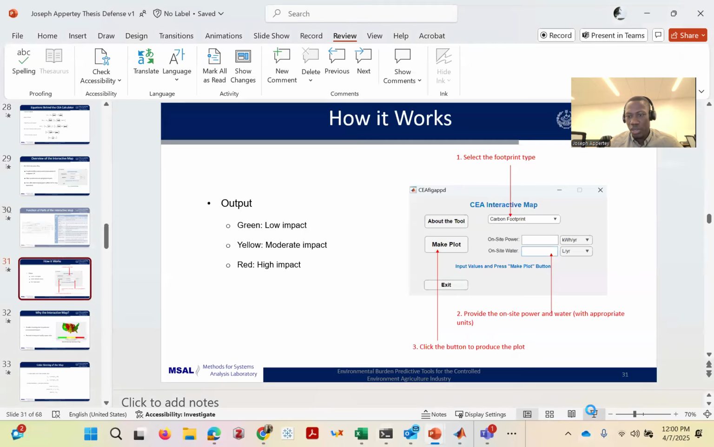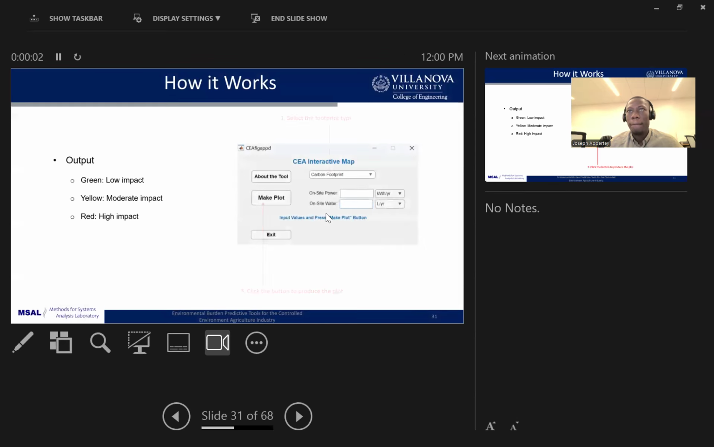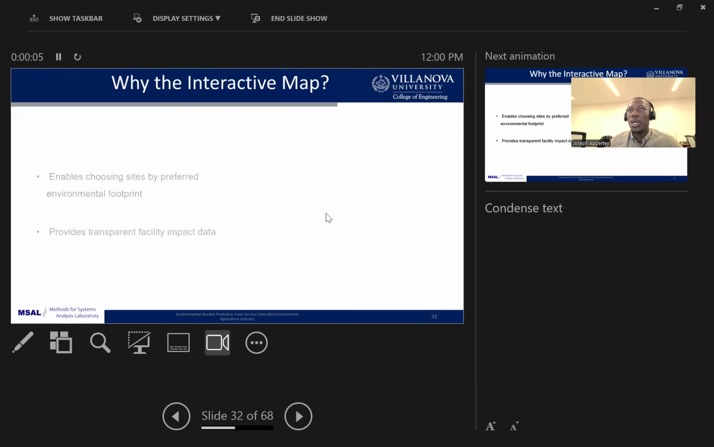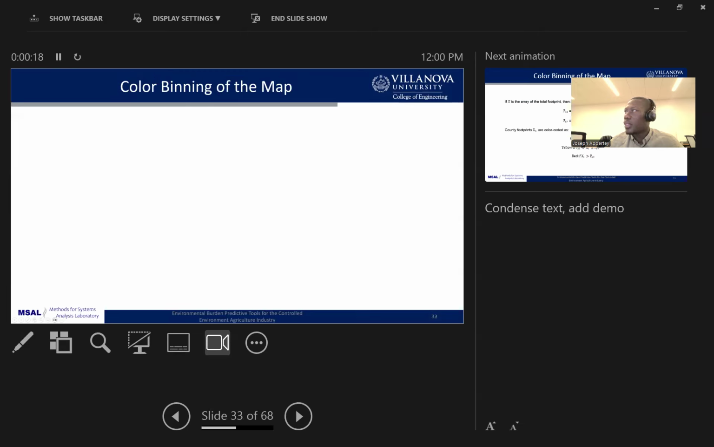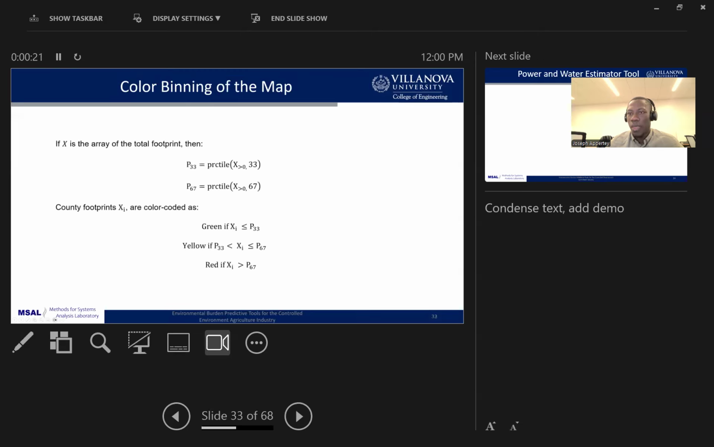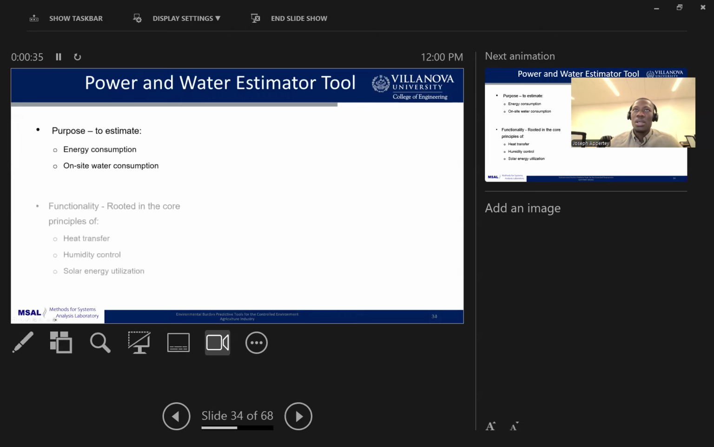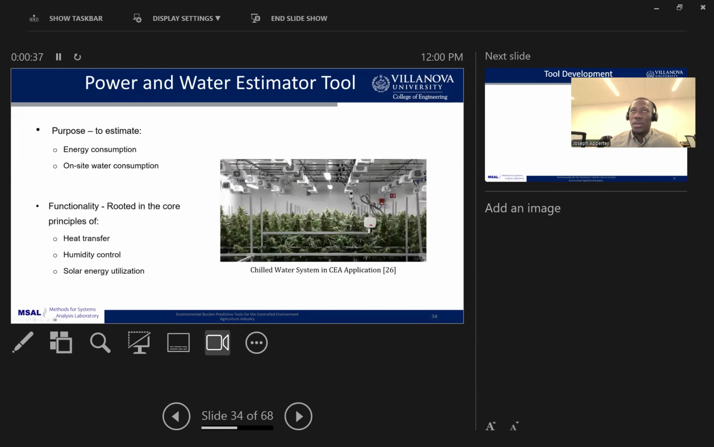So to continue with the presentation, now we move on to why the interactive map. We said the interactive map will help us to choose sites that will be preferable based on the footprint type, and it will also provide transparency when it comes to the facility data impact. For the color binning, anything between 0 to 33% will give you a minimal, low impact, above 33 to 67 will give you a moderate impact, and anything above 67 will give you a very high impact.